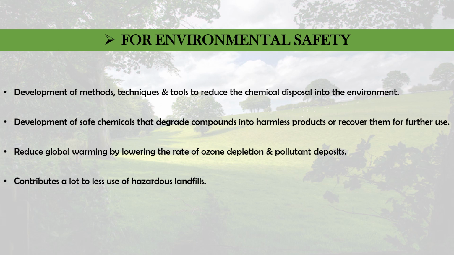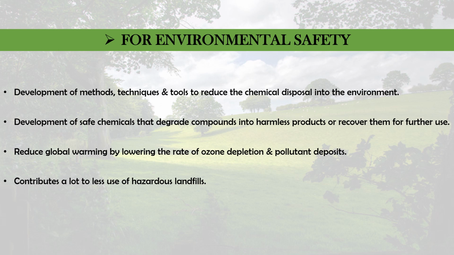Now, what is the importance of environmental chemistry for environmental safety? The chemicals are introduced into the environment from various sources like pesticides, harmful emissions from factories, vehicles, and the chemical waste from industries, etc. So, environmental chemistry actually develops the methods, techniques, and tools to reduce the chemical disposal into the environment. And it has developed some safe chemicals, or you can say good chemicals, that can degrade the compounds into harmless products or recover them for further use.